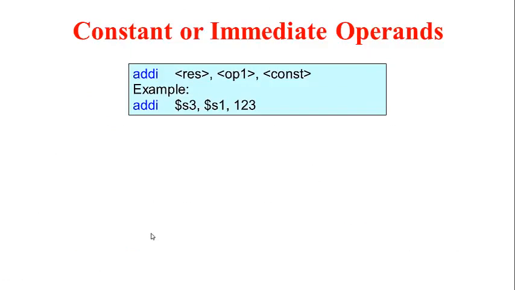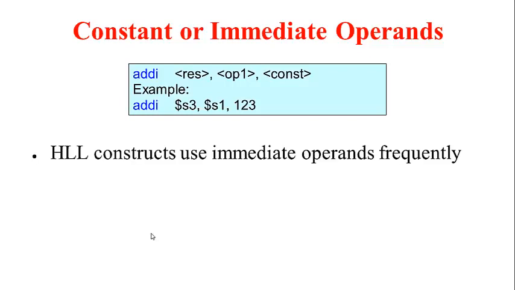Now there's a variant of the add instruction. It's actually a separate instruction called addi, which stands for add immediate. Here, one of the operands is a constant or an immediate operand. It is called an immediate operand because the operand appears as part of the instruction itself. A question for you to think about in this context is, why should there be a separate instruction addi when there is already the add instruction?